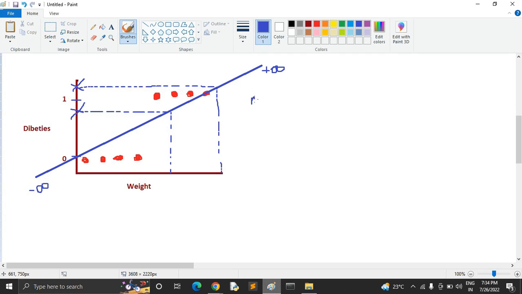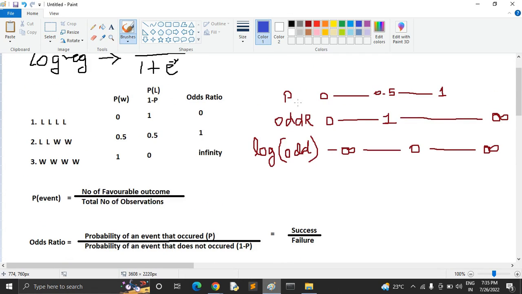We got this by using the equation of y equals mx plus c, right? Now as you can see over here, the line of regression has the range of minus infinity to plus infinity. Do you feel any common point between line of regression and odds ratio range? Yes. Odds ratio also has the common range of minus infinity to plus infinity.